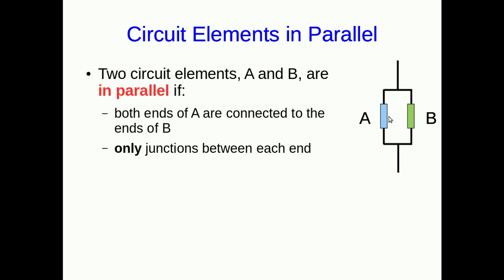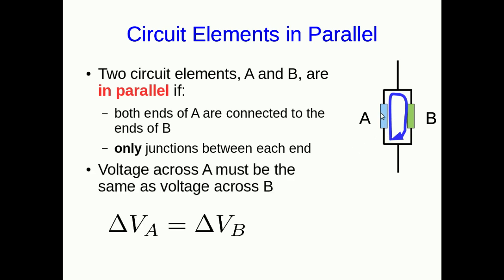And again, this is important because of how this plays out for one of Kirchhoff's laws. Think about a loop. And if you walk around, starting below A here, up through A, and back through B, the potential you arrive back at must be the same as what you started at. And so the potentials, or the voltages across A and B, the differences in potential, must be equal.